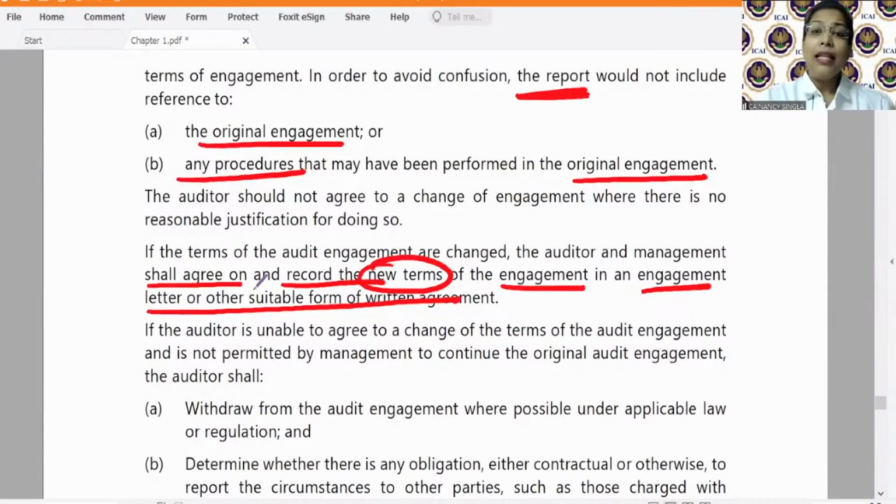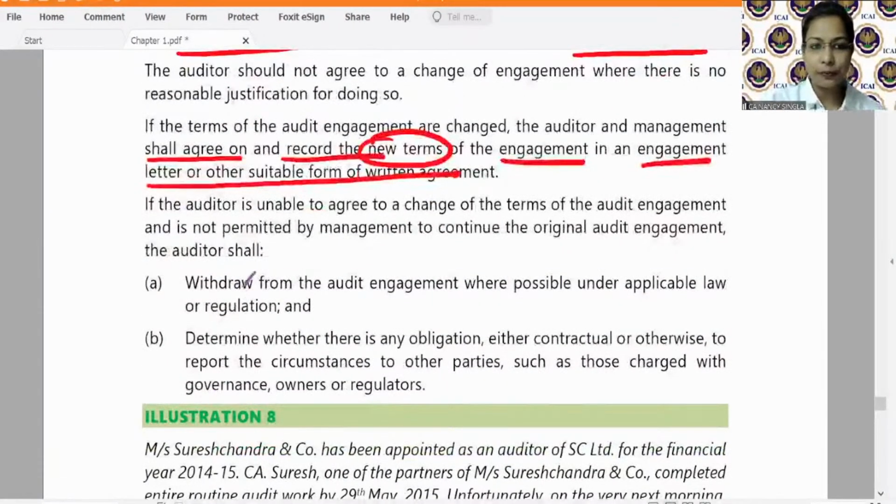Now, let's say that the justification is not reasonable. Auditor को लगता है कि भाई I will not reduce my level of assurance, मेरे को तो काम करना है original engagement के accordingly. And the management is not allowing you to work as per the original engagement. आप नए वाले engagement के according you cannot work. पुराने engagement के according management work नहीं करने दे रहा, तो क्या करना है? Withdraw from the audit engagement where possible under applicable law and regulation. देखो withdraw कर लो audit engagement से.